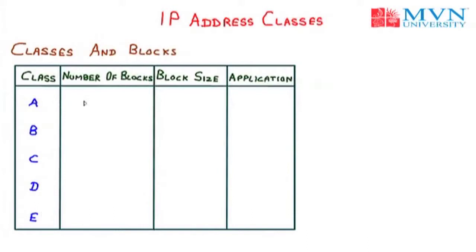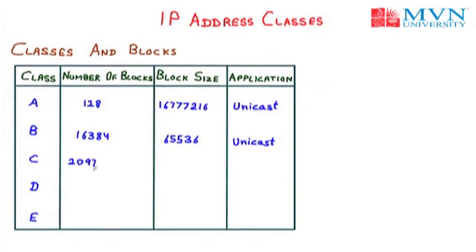In class A, the number of blocks is 128 and its block size is 16777216. Its application is unicast, that means one-to-one communication. Then we have class B, whose number of blocks is 16384 and block size is 65536, and again its application is unicast. Next we have class C, whose number of blocks is 2097152 and block size is 256, and its purpose is again unicast.